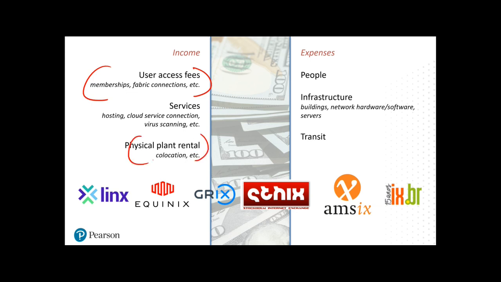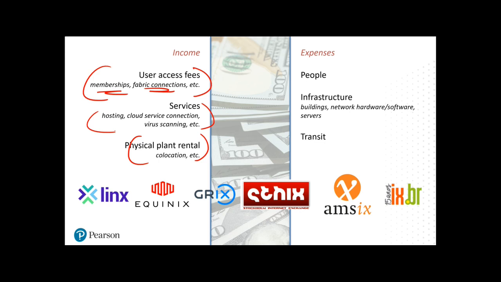Now, the way they make their money is through user access fees, like physical plant rental, you pay to put a server in the rack. You pay for the power for that server. User access fees like memberships. You may pay a certain amount just to join the IX so that you're a member, which gives you access to the physical plant in some way. Fabric connections. Some IXPs will charge you per fabric connection and per speed of fabric connection. They'll charge you for routes that are reflected or carried through the route server, those types of things. So these are all types of services that IXs will get money from.